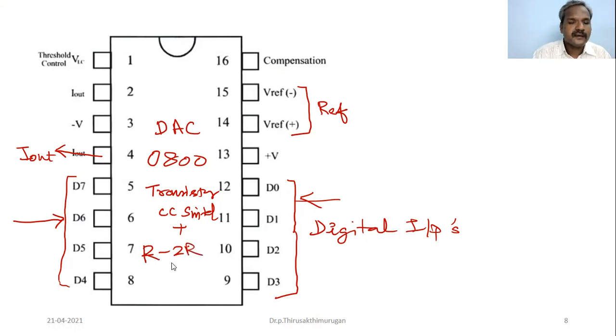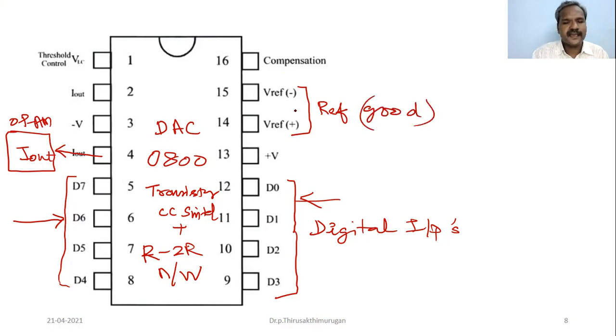R-2R binary ladder network. So the resistor network is there, and the transistorized digital control switches. Everything is inside the chip. So what do we have to give externally? We have to connect an op-amp at this end, a very good op-amp for amplification, getting the output voltage. We also have to apply a very good reference voltage here.